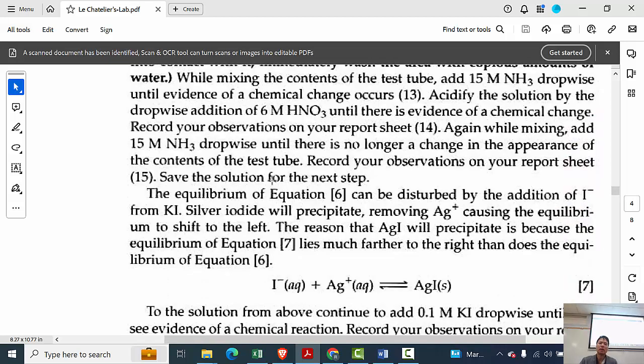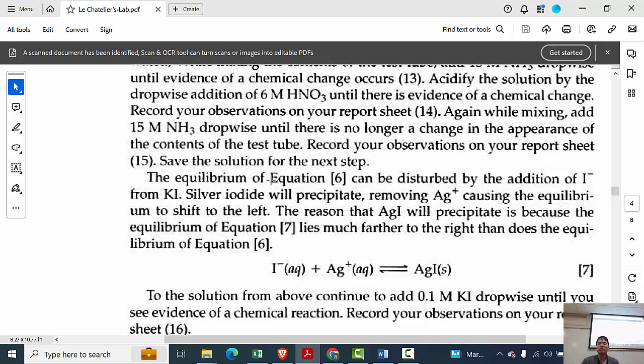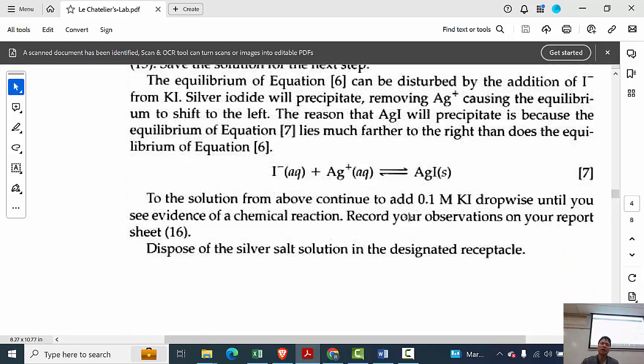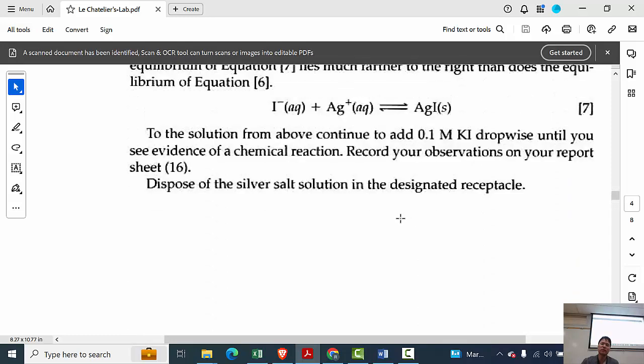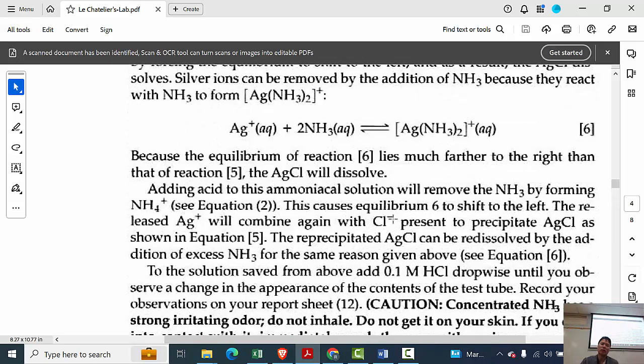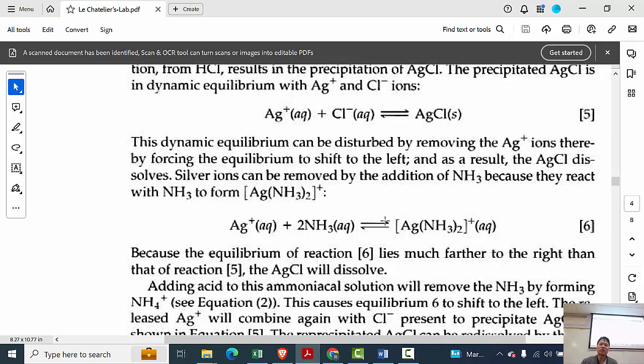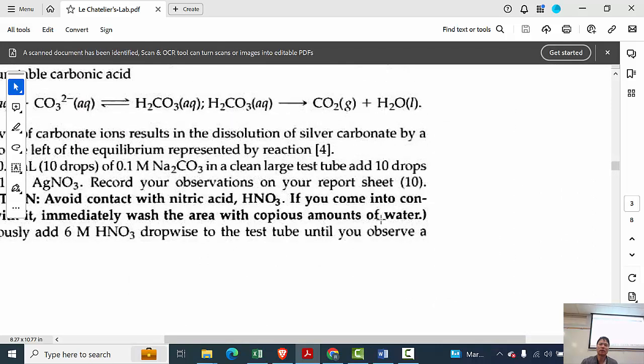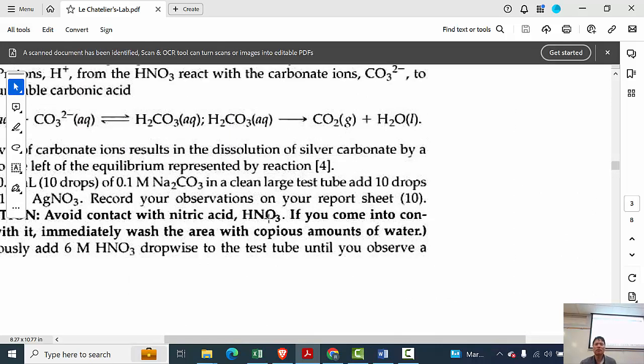But anyway, we're going to do different things. If I want to shift this to the right, I could add more iodide or I could add more silver. That'll shift it to the right. If I want to shift this to the left, then I've got to remove some of these. And so we're just going to play with shifting these to the right and the left, and there has to be some kind of observable change. And so the observable change you'll just look for.